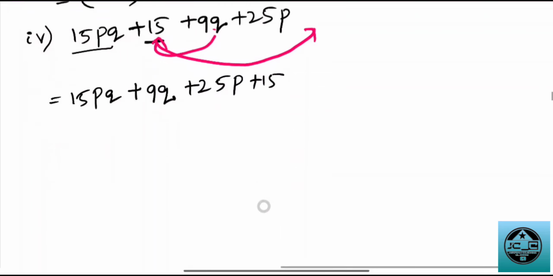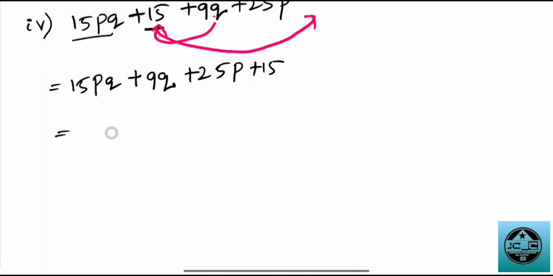Clear? Now look at this 15pq and 9q. What is the common factor in this? Of 15 and 9 the common is 3, of pq and q the common is q. So 3q common should be taken. What else do we have here? 5p plus 3.